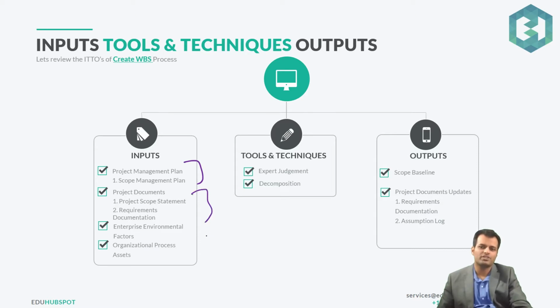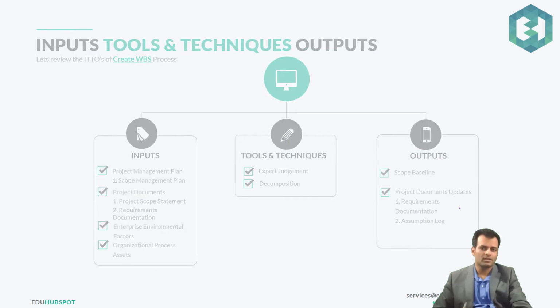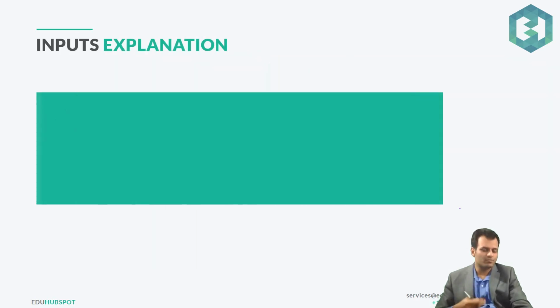Then we have a few project documents, EF, OPS are the common ones. Tools, we have expert judgment and decomposition, and outputs will have the scope baseline and the document updates. So let's see what the inputs are in much more detail.